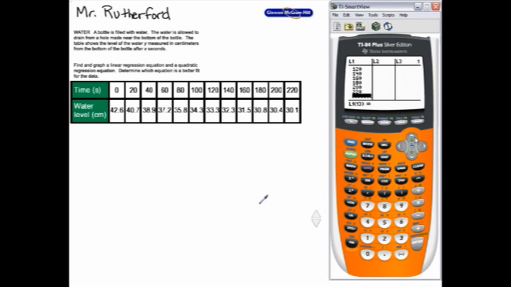So now we need to fill in the L2, which is going to be the water levels in centimeters. So we have first 42.6, then we have 40.7, followed by 38.9. Next is 37.2, followed by 35.8, then 34.3.